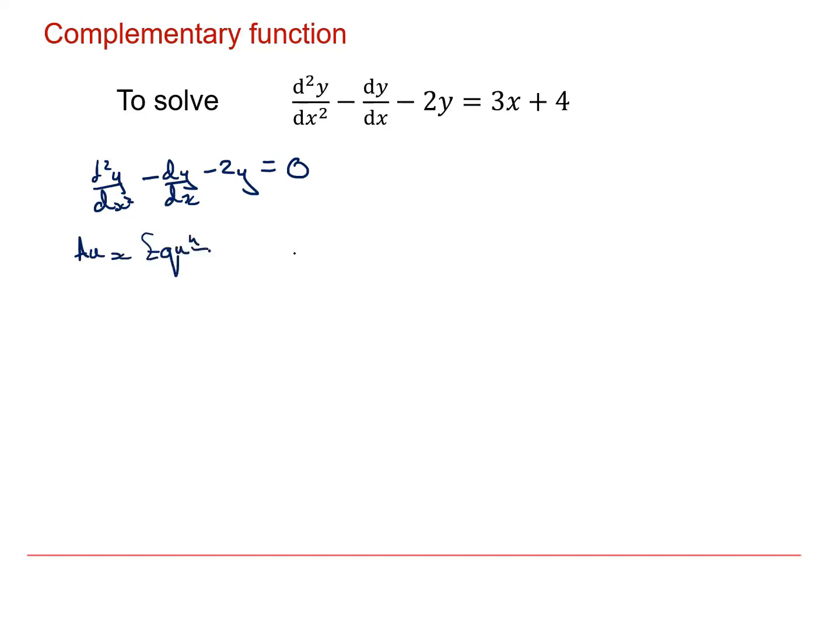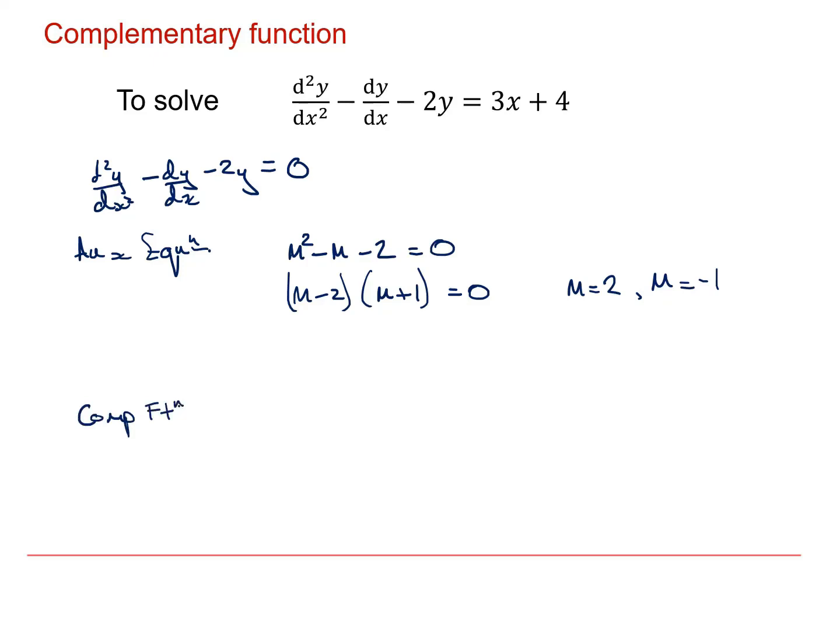and the auxiliary equation for that is m squared minus m minus 2 is equal to naught. That factorizes into (m minus 2)(m plus 1) equals naught, and that gives me two real roots, m is equal to 2 and m is equal to minus 1. And so my complementary function, which I'm going to write as CF from now on, is going to be y equals a e to the 2x plus b e to the minus x.